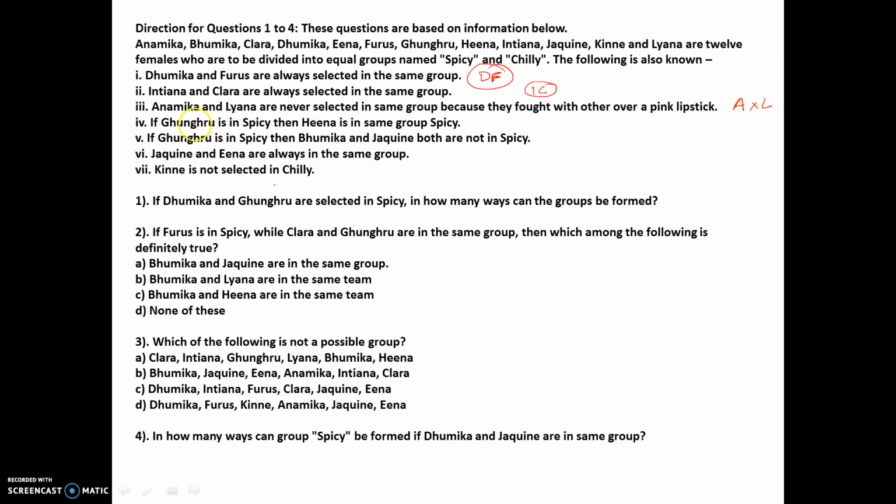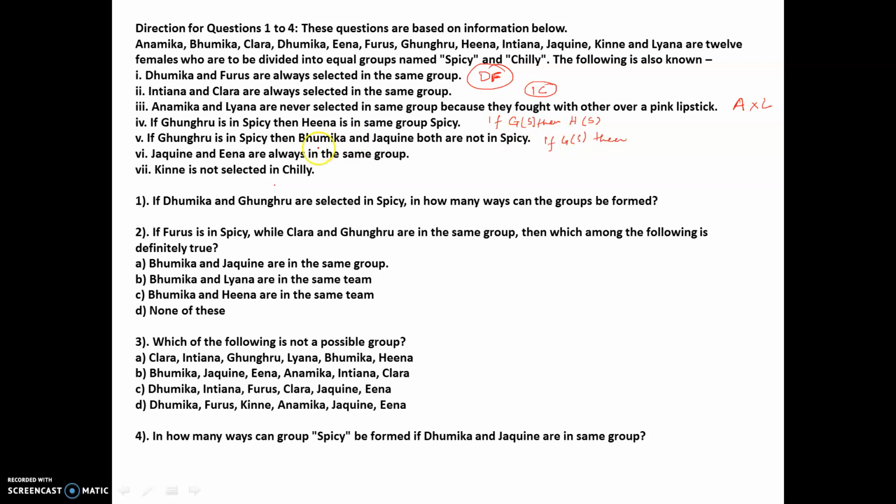A cross L. If G is in spicy, then H is in the same group, spicy. This is like if A then B. If G is in spicy, we'll denote that by S, then H is also in spicy. Suppose G is not in spicy, then H has a choice, may or may not.